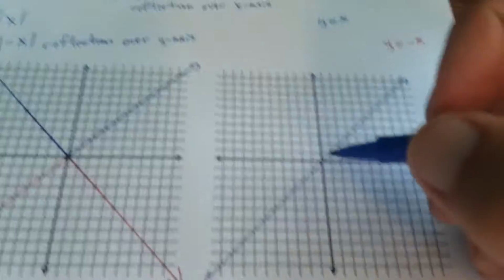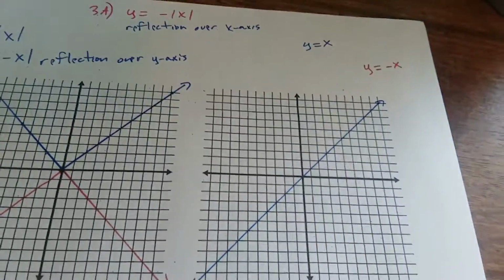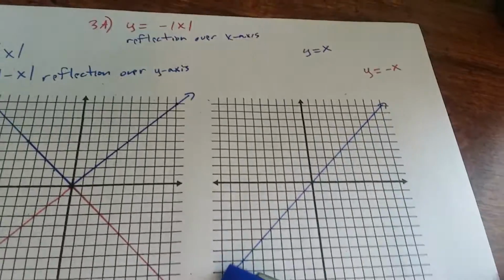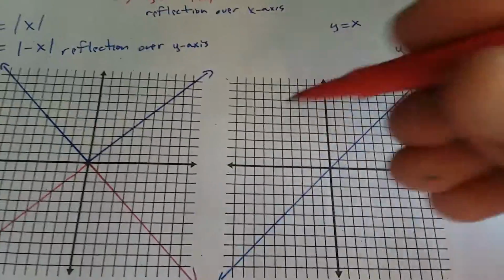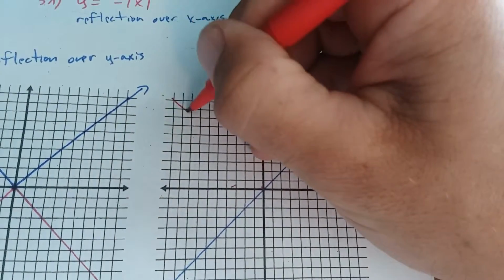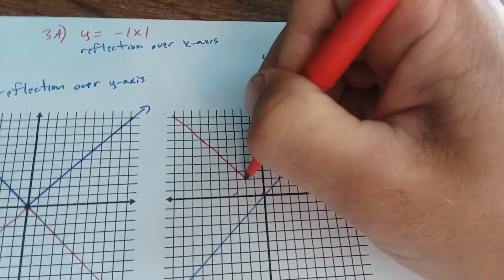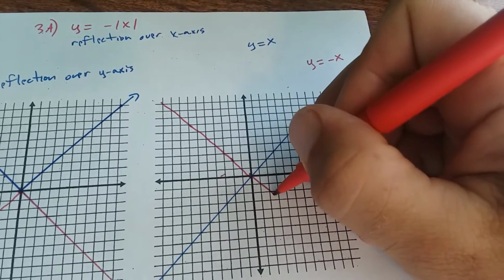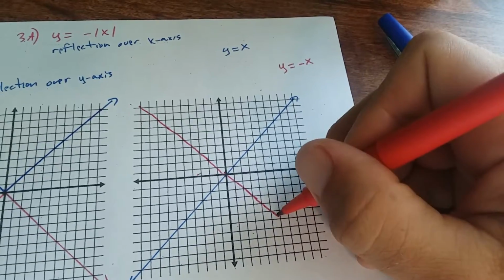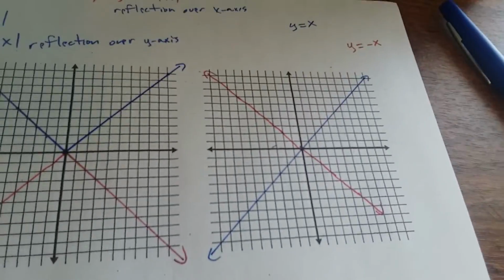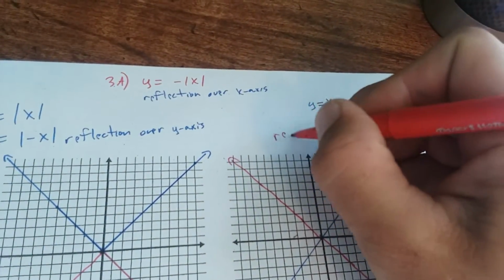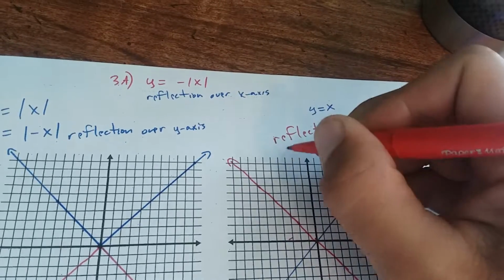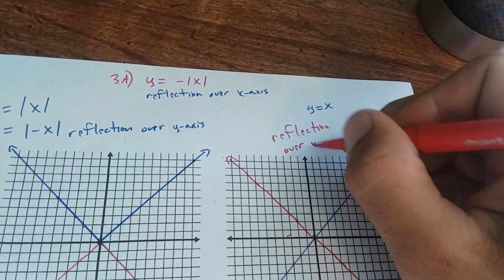Right here, y equals x, that's this line. Y equals negative x, you could actually have two answers for that one. You could tell me that's a reflection over the x-axis, or you could tell me that's a reflection over the y-axis, because it is actually both. So you have three possible answers. You could tell me it's a reflection over the x-axis, you could tell me it's a reflection over the y-axis, or you could tell me it's one or the other. Okay. I'm just going to write reflection over x-axis.